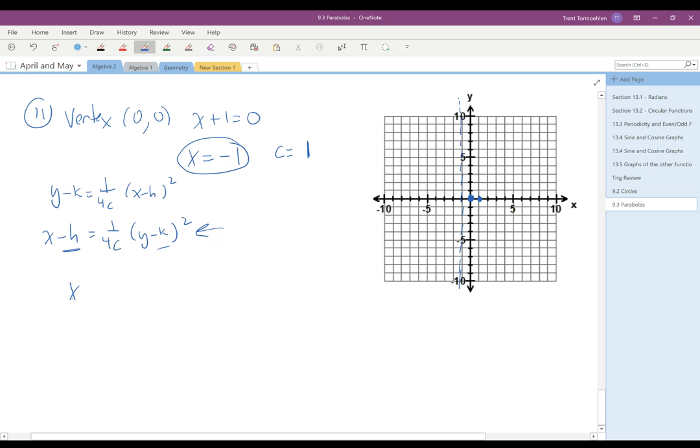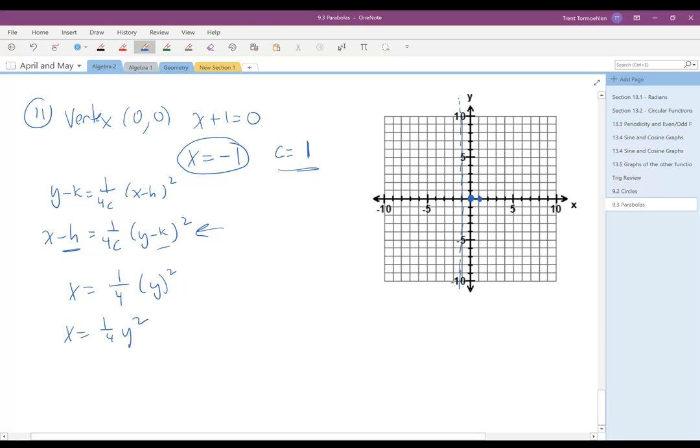So that's going to give us x equals 1 over, and since c we found out is 1, because the focus and the directrix are 1 unit away from the vertex, then it's just going to be 1 over 4 times, and then it just turns out to be y squared because the k value is also 0, because our vertex was (0, 0). So our equation is x equals 1/4 y squared.